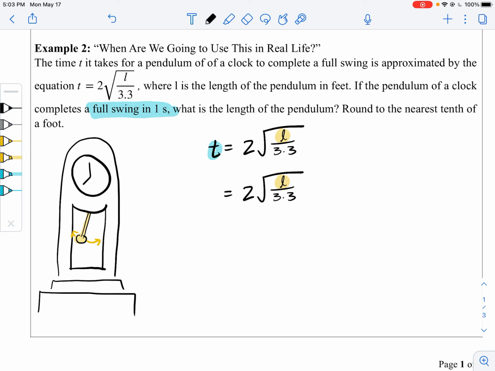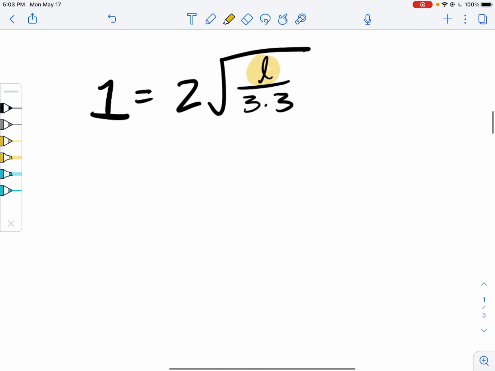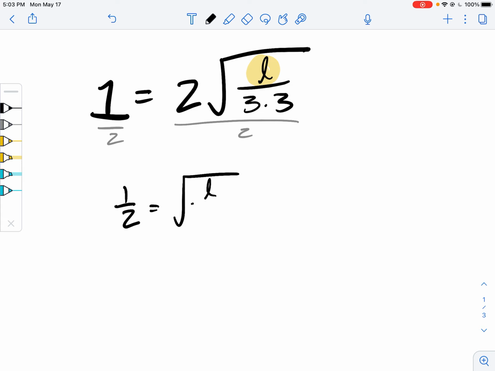Now we need to figure out how long the pendulum is. So here we go. The first thing we need to do is undo everything that's happening. So we're going to undo this 2 times by dividing by 2. So we have 1/2 is the square root of L over 3.3. The next thing to undo is the square root. What will undo this square root? Well, let's square it. We need to square both sides.